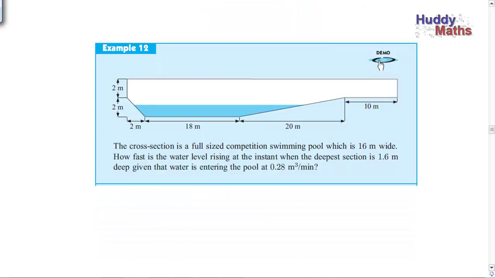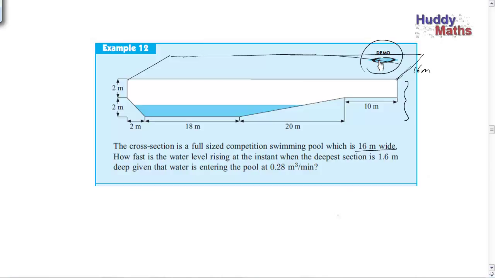Here's an interesting practical problem, and there's a demo, so Hayes and Harris should have their textbook and have a look at their demo of showing how the pool is filling up. Now, this is a good example. This is the dimensions of the pool. It's 16 metres wide, so they haven't put that in. Just remember, it's something like this, so that's 16 metres wide.